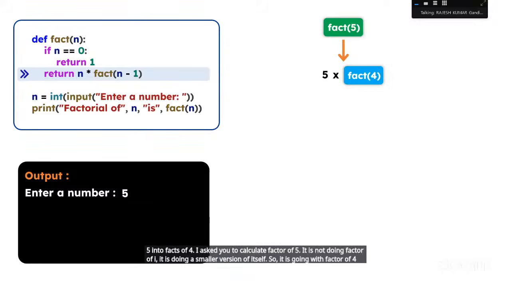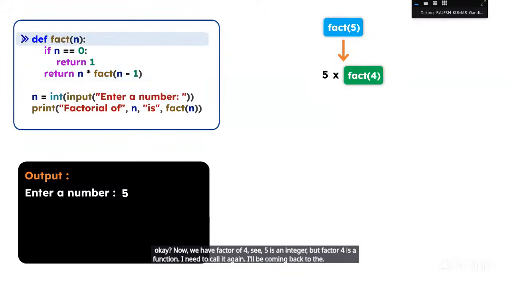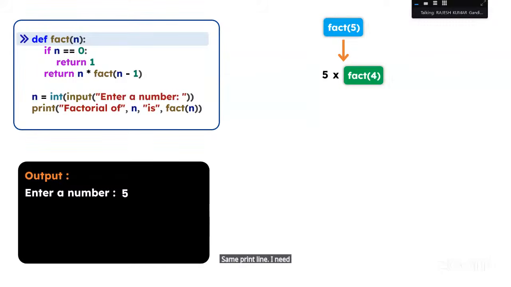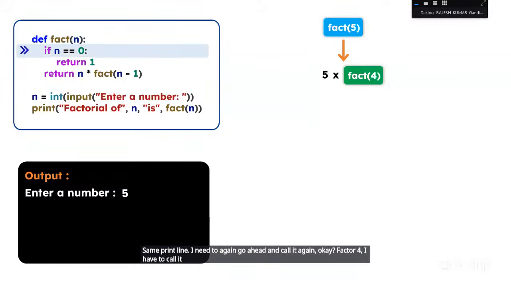Okay. Now we have fact of 4. See, 5 is an integer, but fact of 4 is a function. I need to call it again. I'll be coming back to the same print line. I need to again go ahead and call it, fact of 4. Now, is 4 equal to 0? No, 4 is not equal to 0. Return 1 will not be executed. It will return 4 into fact of 3.